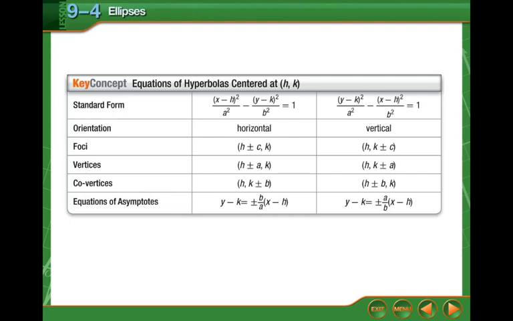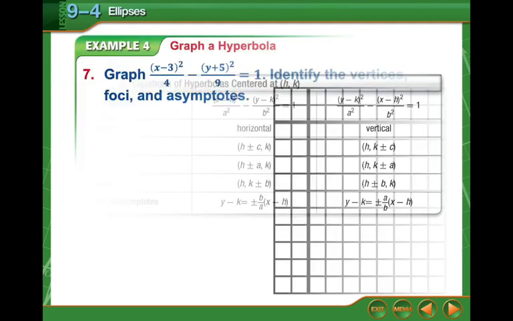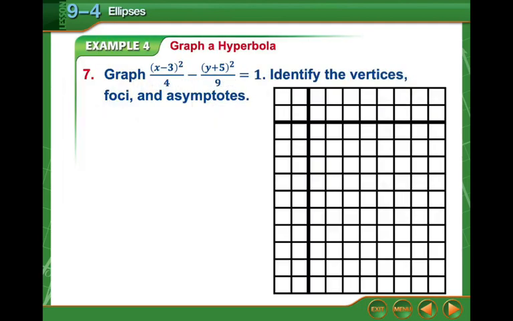So c is added or subtracted to k, a is added or subtracted to k, and b is added or subtracted to h. And then there's the equation for the asymptotes down there, and we will be using those here in a couple moments because we do need to find them. So this first one here, we want to identify the vertices, focus, and asymptotes. So this is where we need to use those formulas.